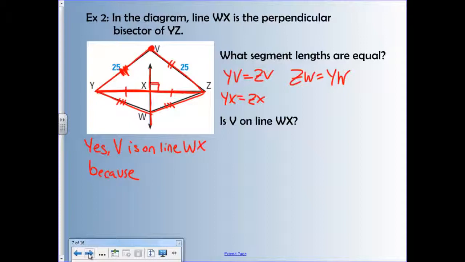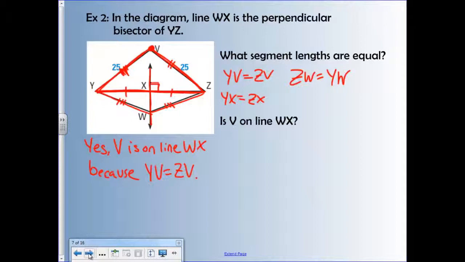Because, yes, V is on the line WX because what? This segment is equal to that segment because YV equals ZV. I can guarantee you will see questions like this come up again and again. Make sure you get it so you can kind of do fill in the blank. Supposing it's a different example, you can fill in the blank here.